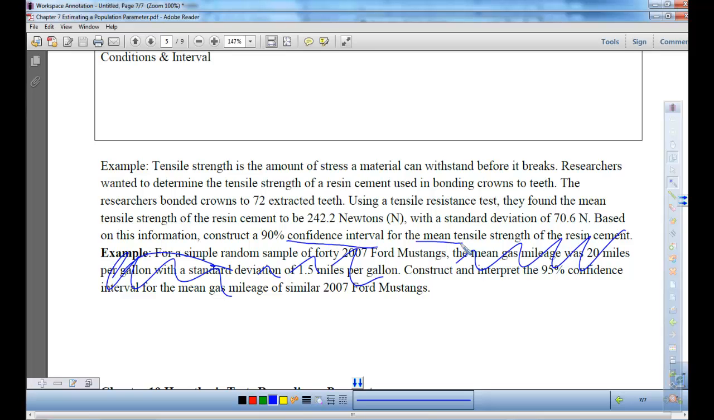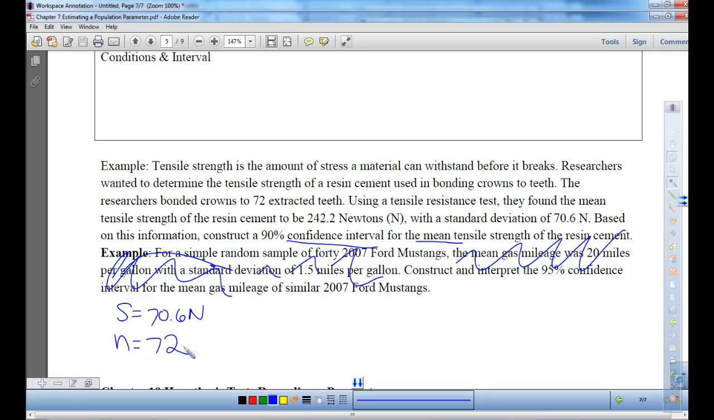Remember, we'll always be given a standard deviation. The question is, does it come from a population or from a sample? And in this case, this standard deviation is based on the sample of the 72 extracted teeth. So we've got s equals 70.6 newtons. Do we have conditions met along either a normal distribution or a sample size that's greater than 30? Yes. n in this case is 72.